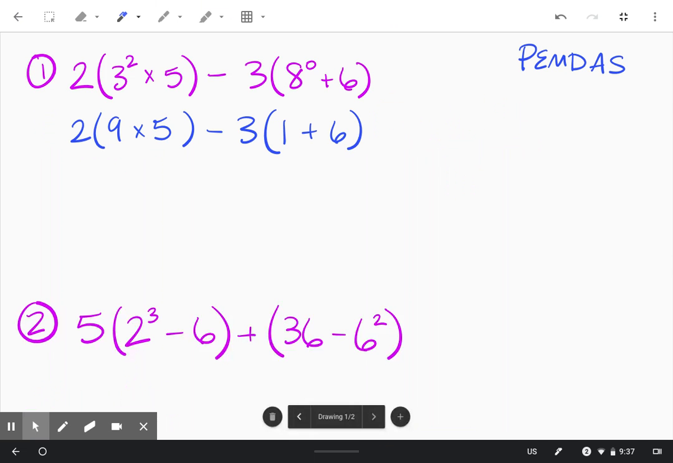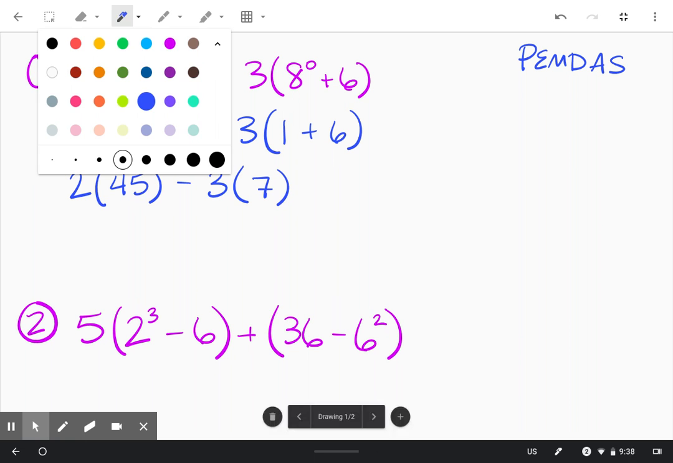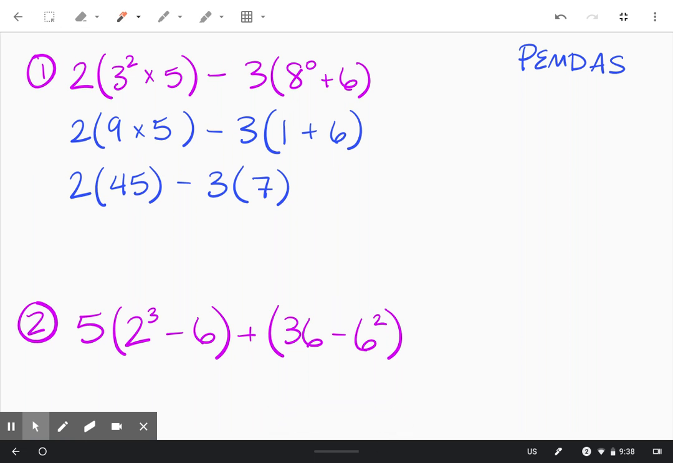So then now I'm ready to continue working through my parentheses. I'm looking for multiplication. So I have 9 times 5 is 45. No multiplication there, so we can add those since they're still inside parentheses, and parentheses comes first. That's going to be a 7. Now I'm pretty much done with my parentheses because now I can just multiply. 2 times 45 is 90. 3 times 7 is 21. And so the final answer is 69 for that first problem.